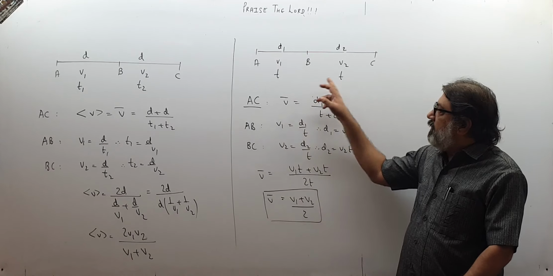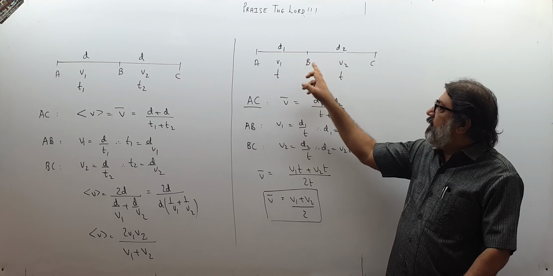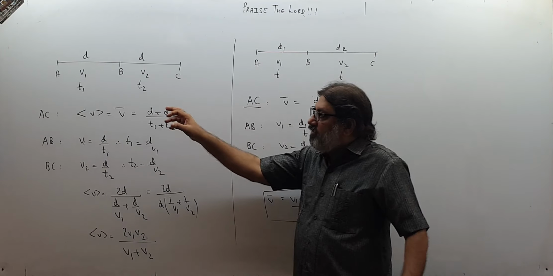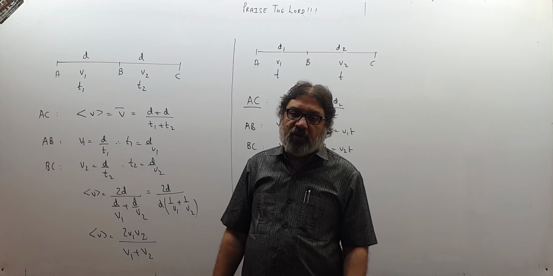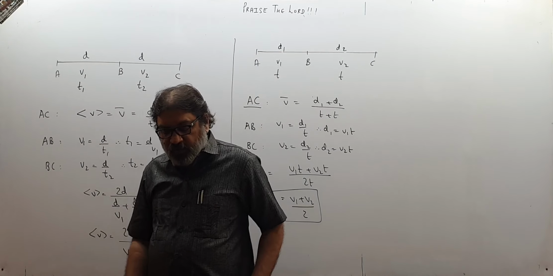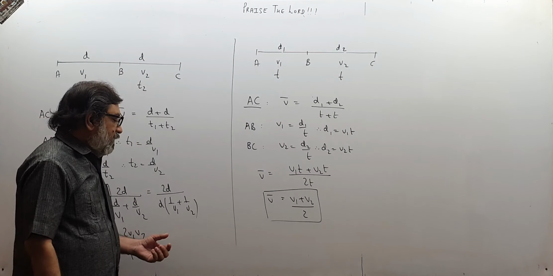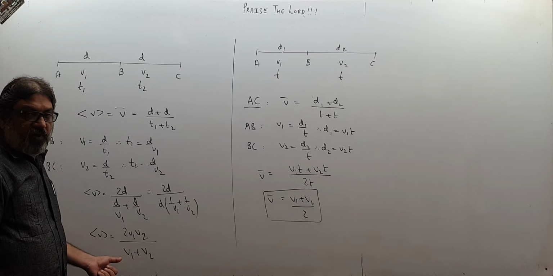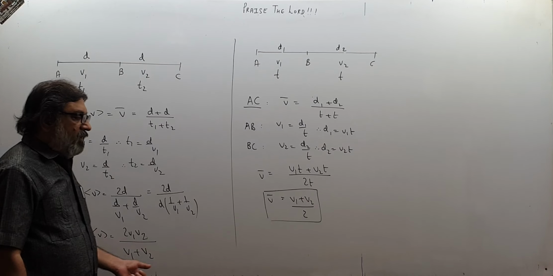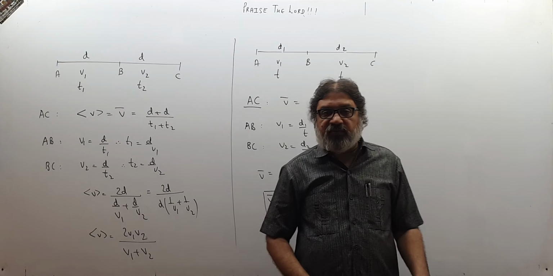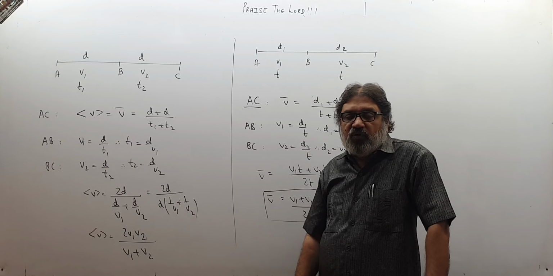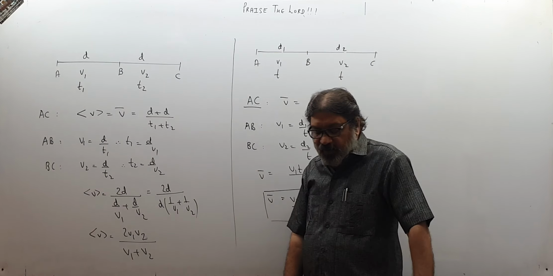If times are equal, then average speed will be v1 plus v2 upon 2. But if distances are equal, average speed will be 2 v1 v2 upon v1 plus v2. Children, this is called harmonic mean of v1 and v2, and this is arithmetic mean of v1 and v2. What are harmonic means and arithmetic means? You will learn in sequence series, or you must have learnt in sequence series.